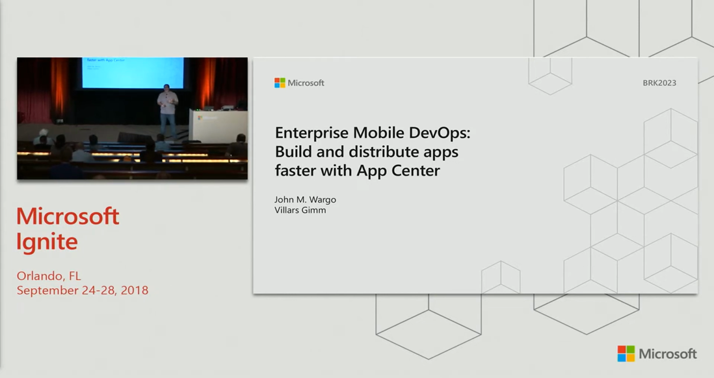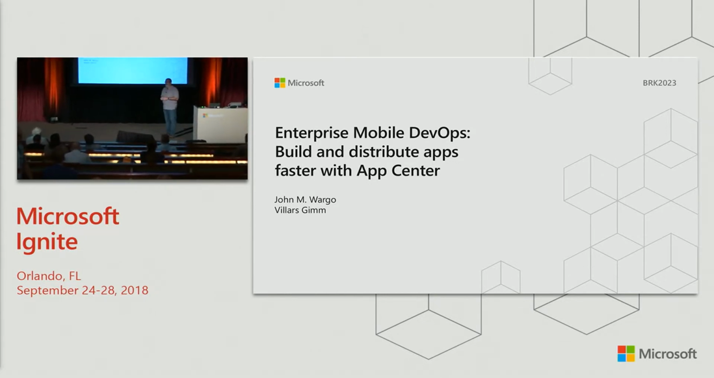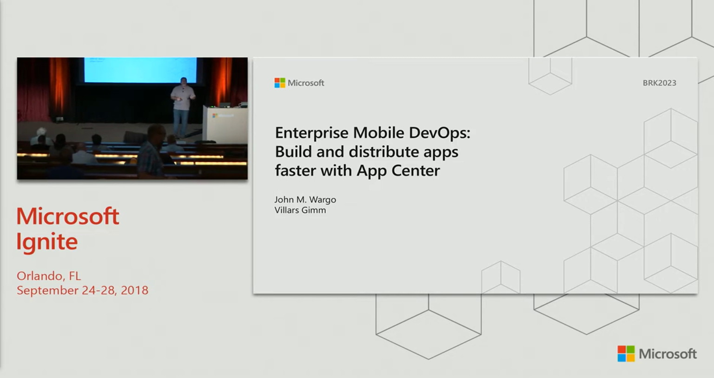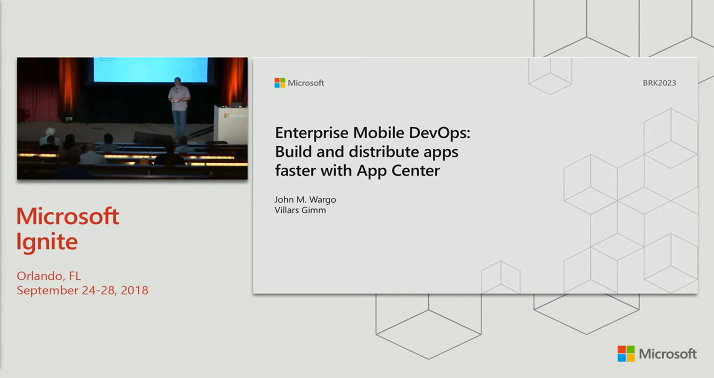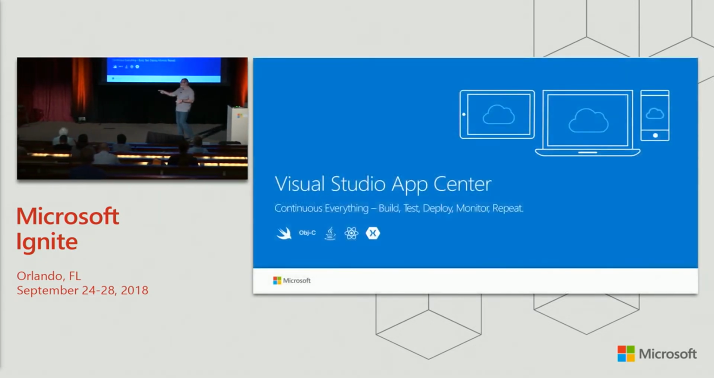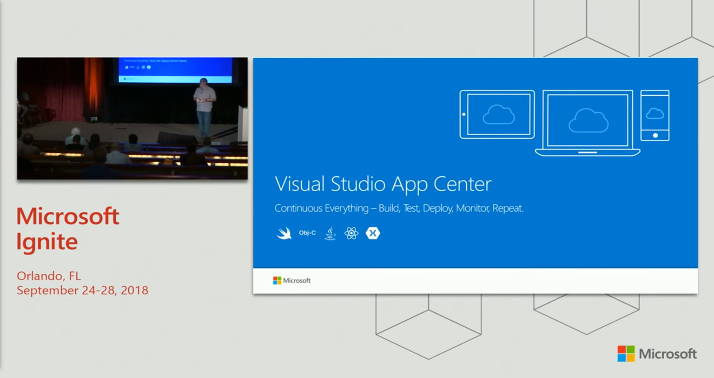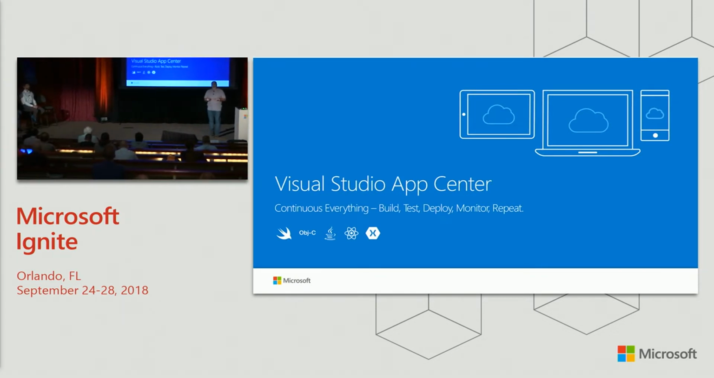So my name is John Wargo. With me is Villers Gim, one of my colleagues. Villers and I are both program managers for a product called Visual Studio App Center, which we'll talk about in a minute. With us is KK. She's our lifeline. KK is one of the engineering managers, so if we have any questions that we can't answer, we're going to expect her to either know them or look them up. So we will answer your questions.